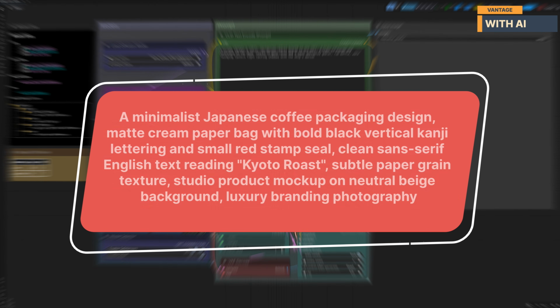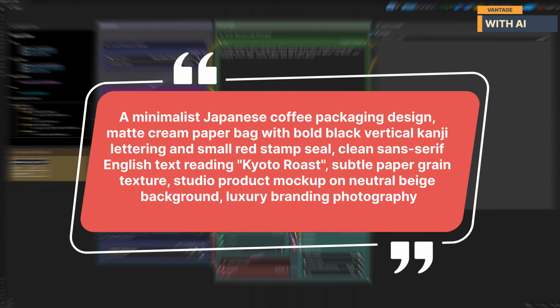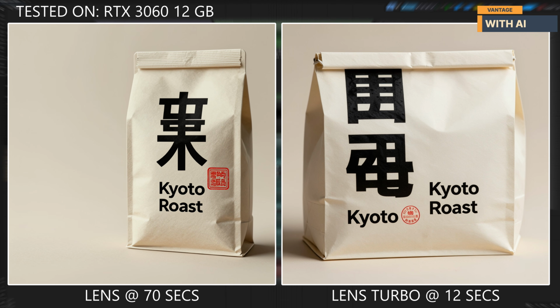For our third test, we'll use a packaging design prompt focused on text generation, label design, typography placement, print texture, and overall product packaging composition. Let's generate this with Lens and Lens Turbo and compare the results side by side. Looking at the third test, both Microsoft Lens and Lens Turbo do a strong job overall.